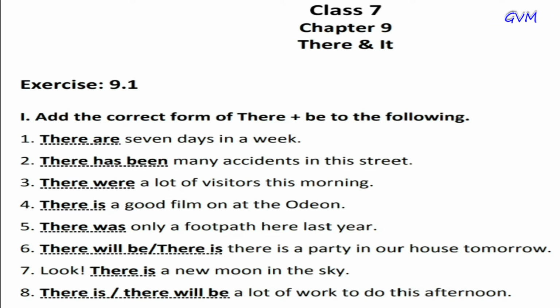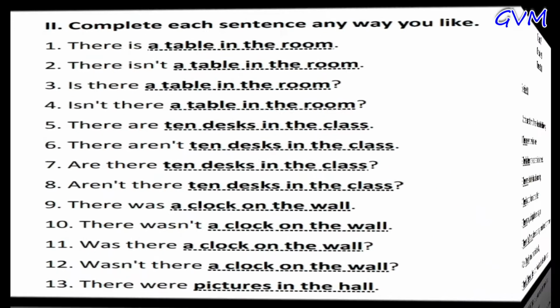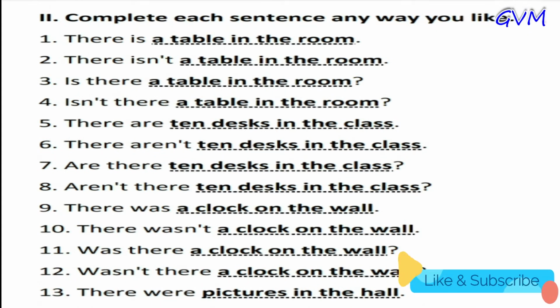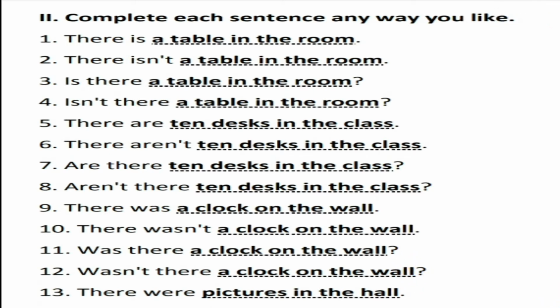My dear students, the rest of the questions you have to do yourself, and do these questions in your book. Now question number second, complete each sentence any way you like. You can write your own sentence which you like most. First, there is, and the answer is a table in the room. Second, there is not a table in the room. Third, is there a table in the room? Question mark. Fourth, is not there is a table in the room.